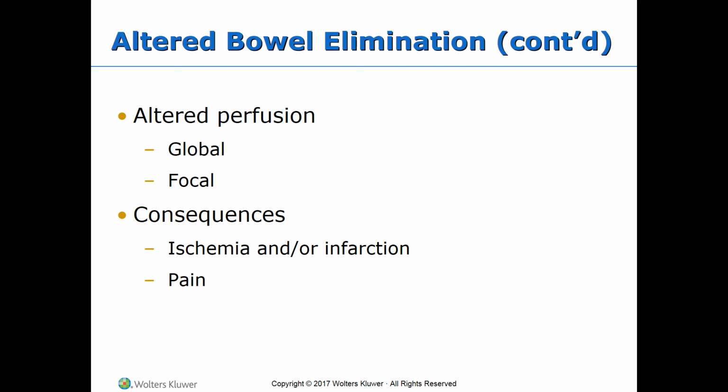Altered bowel elimination also, similarly to what happens with altered urine elimination, can be influenced by perfusion. If you have an obstruction of one of the blood vessels that gives blood supply to certain regions of the bowel, of course, you can have focal consequences or global consequences. Also, you can have ischemia or infarction and pain that can lead, in case of infarction, to perforation of the regions of the bowel, and then of course that can lead to peritonitis and death if it's not treated properly. So the person can have septic shock.